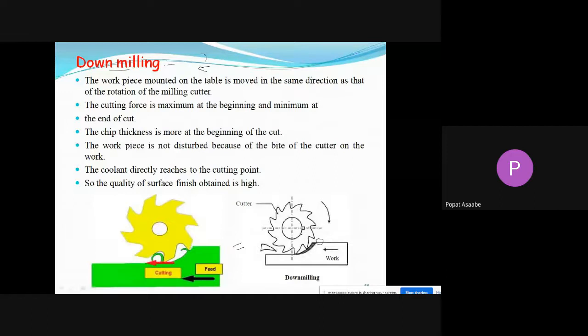Okay, and in down milling it is possible to pour coolant on the cutting edges of your cutter, so down milling produces a good surface finish. And down milling is generally used to perform operations on lightweight or soft workpieces, we can say. Okay, this is about up milling and down milling.